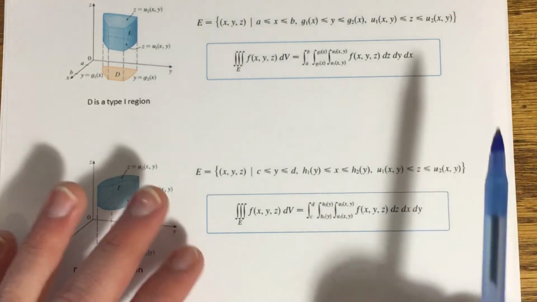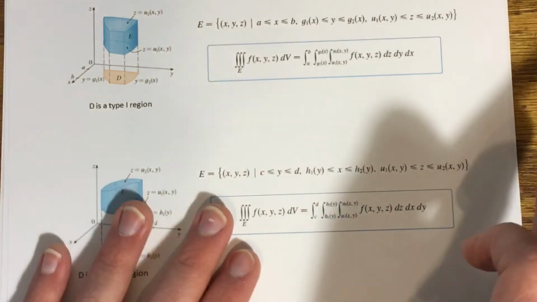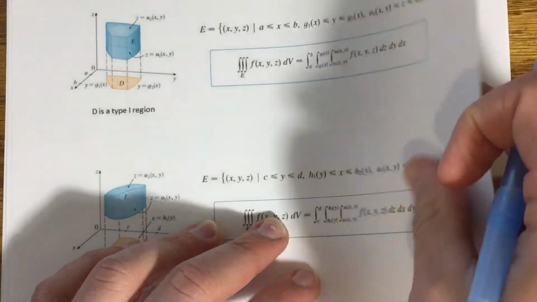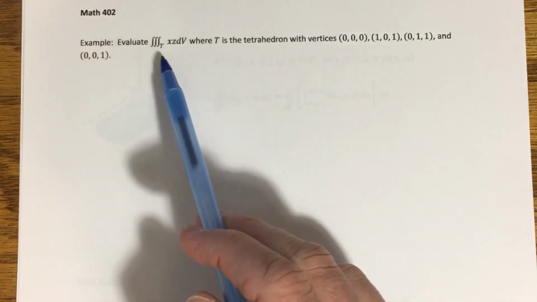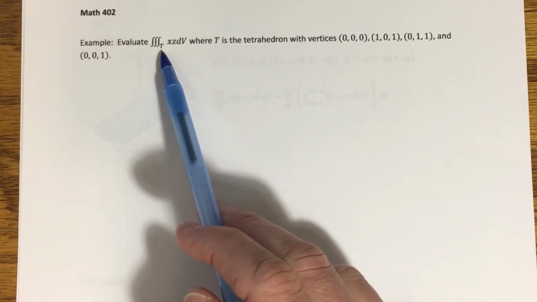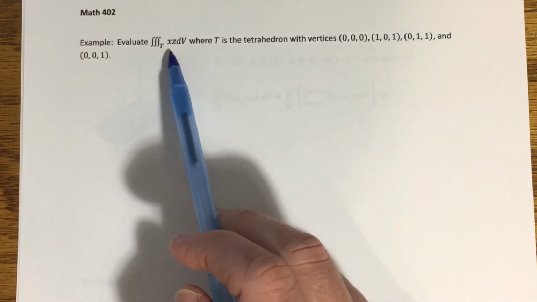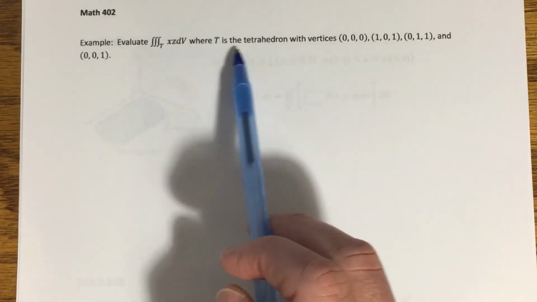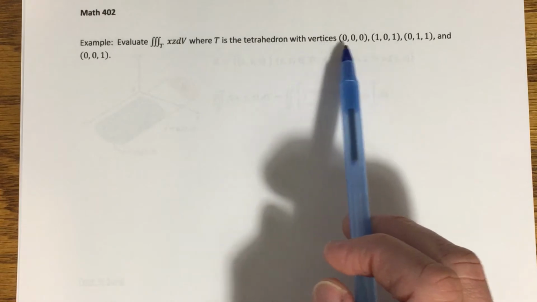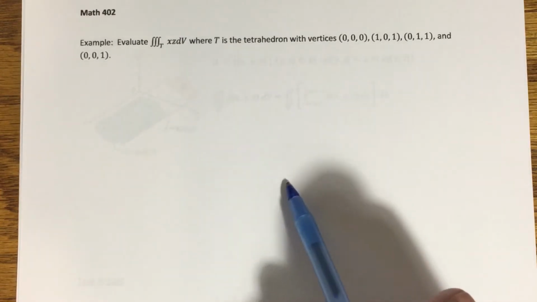So I want to work through an example where we need to use this. And it may take more time than I have for this video to do this example, so we'll get as far as we can here. In this case, we're looking for the triple integral over the solid T. And the function that we're integrating is xz. T is given as a description. It's a tetrahedron with vertices shown here.